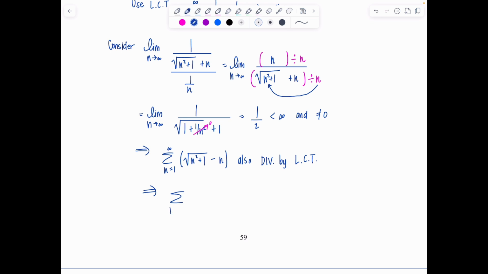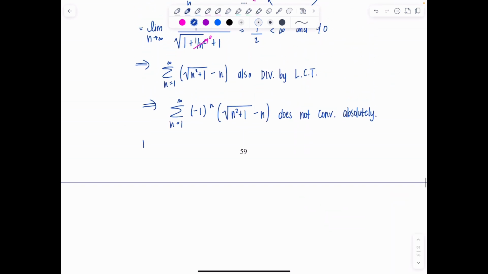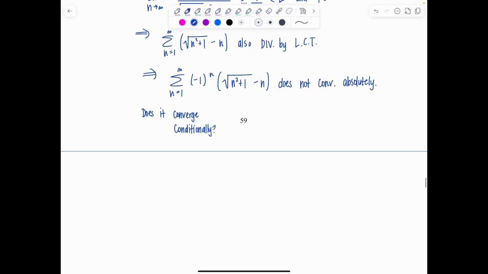So then that means the sum, n equals 1 to infinity, negative 1 to the n, times the square root n squared plus 1 minus n does not converge absolutely. Because when I took the absolute value and I did limit comparison test, it diverged. Okay, but we're not done. Because now I have to check, does it converge conditionally? So what test do I use for conditional convergence? Do you remember? Yes, AST, always and forever, AST.